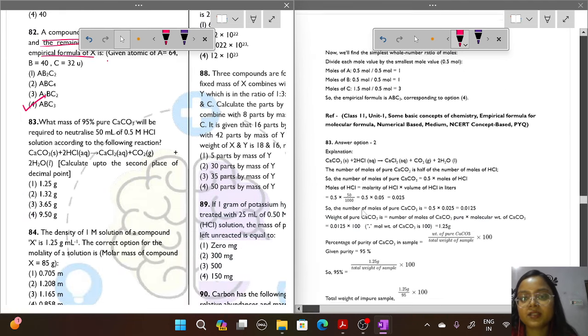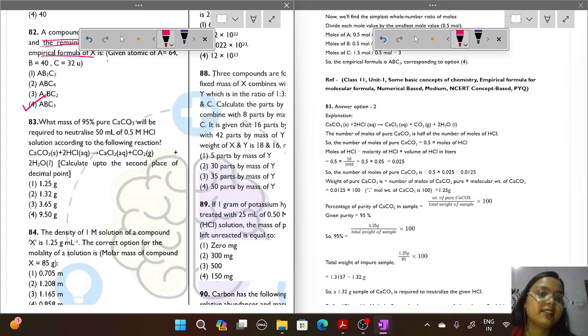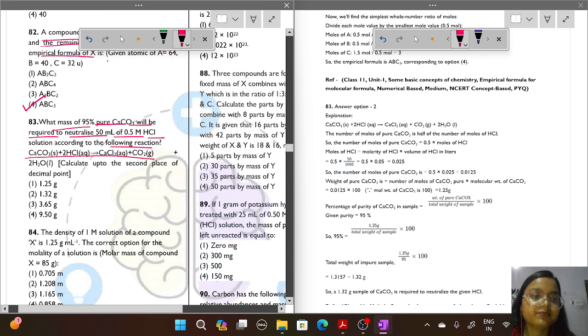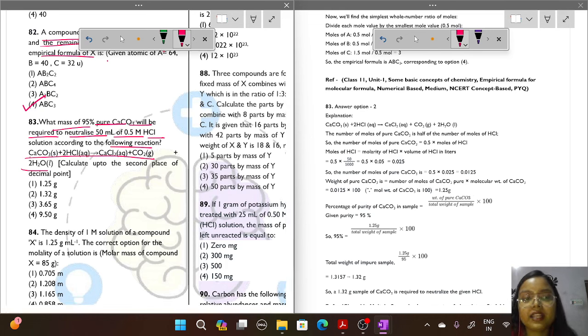Next is question number 83. Question number 83 says: what mass of 95% pure CaCO3 will be required to neutralize 50 ml of 0.5 molar HCl solution according to the following equation. This is the equation. We have to find out what mass of 95% pure CaCO3 will be required. Okay, let's see, this is the equation.